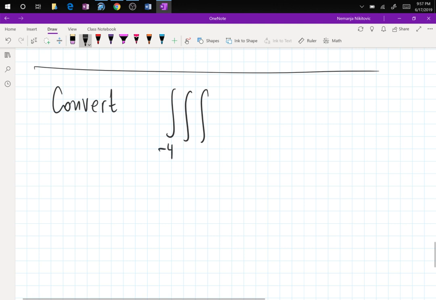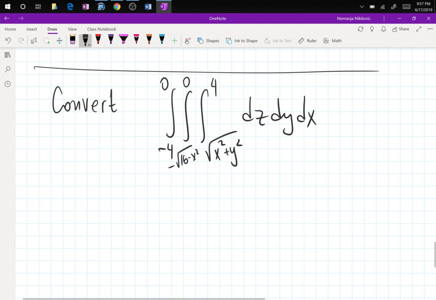So it's going to be from negative 4 to 0, and then negative square root of 16 minus x squared to 0, and the square root of x squared plus y squared to 4, z dy dx. It's a modified problem. They have a little bit different limits, but that's okay. So try to come up with the cylindrical equivalent. You have 18 seconds, no pressure.